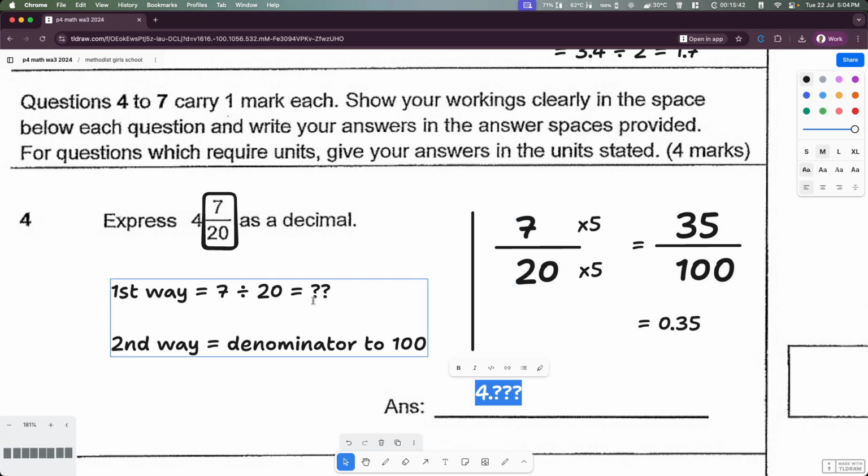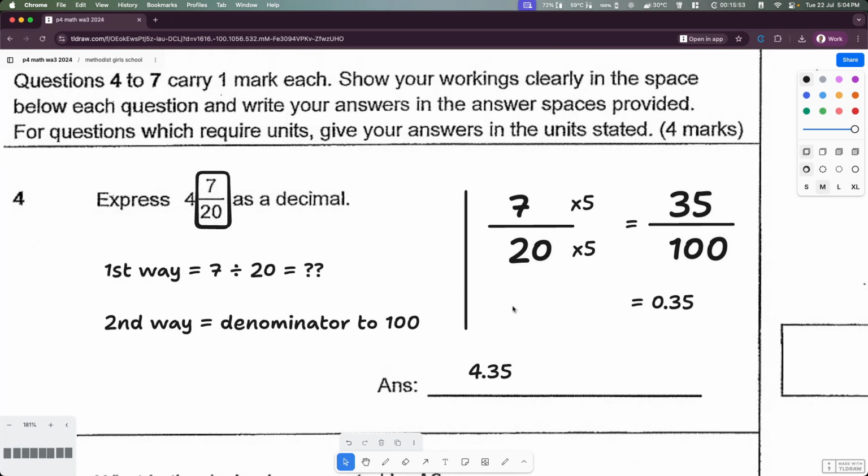Since we have 7 out of 20 as 0.35, we can just add it to our number 4. Another step that we missed out: 4 plus 0.35 is equal to 4.35. Okay, so that is how you get the answer.